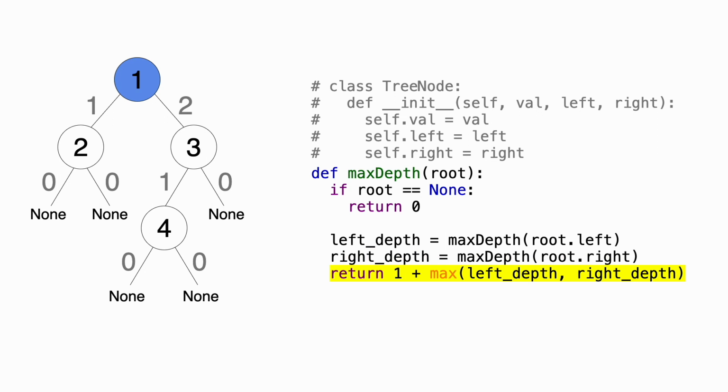Now this is going to be the final return statement. The maximum of 1 and 2 is 2, and so including the blue node, the maximum depth of the entire binary tree is 1 plus 2, which is 3. So we return 3, and we are done.